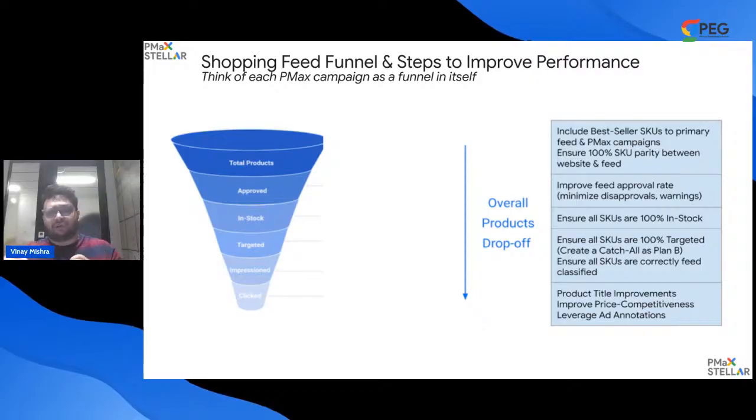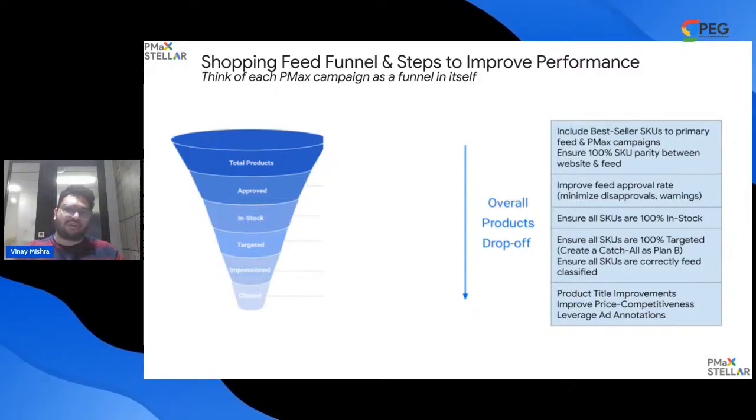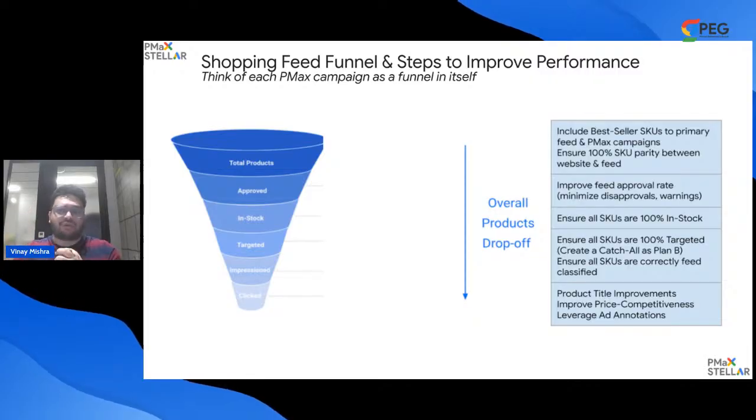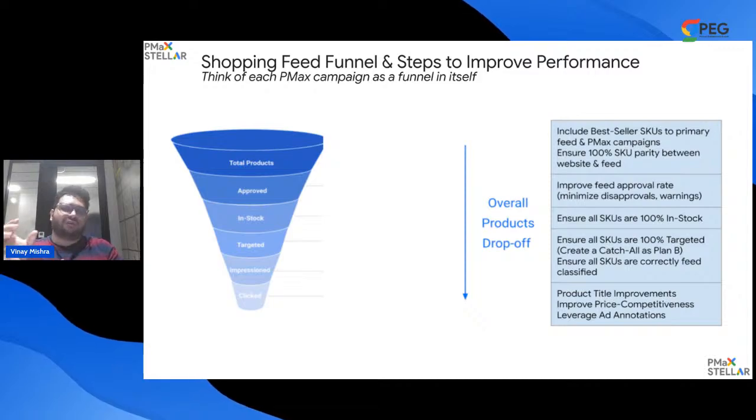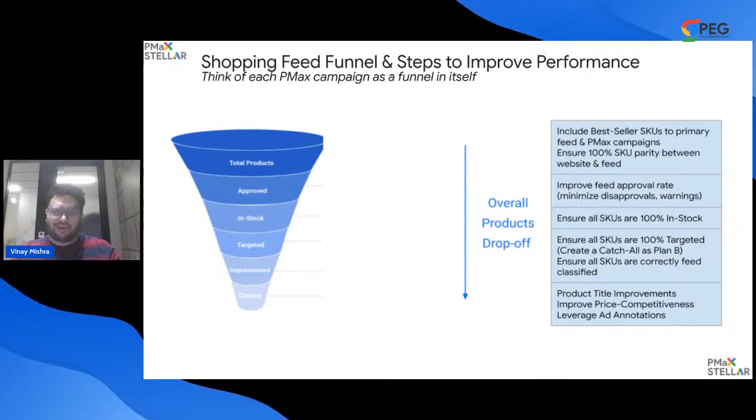So these are the best practices that we have listed down here. Make sure that you're always prioritizing your bestseller SKUs and using the primary feed to ensure that all of these bestsellers are always approved and available on your website and the feed. So always improve your feed approval rate.